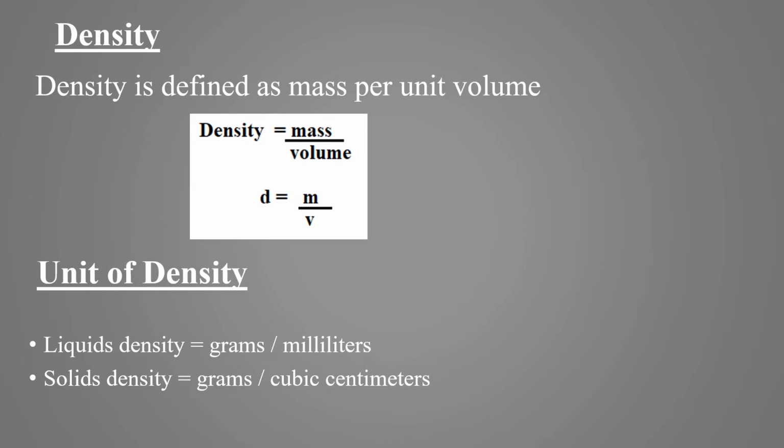On the screen, you are looking at the definition of density, which is defined as mass per unit volume. And its formula will be density equals mass over volume, or if we use symbols, D equals M over V. The unit of density comes from the formula, as the unit for volume is different for solids and liquids. For liquids, the unit of density is grams per milliliter, and for solids, it is grams per cubic centimeter.